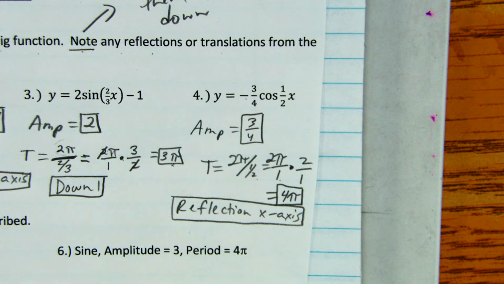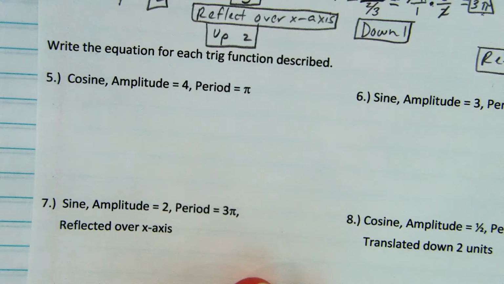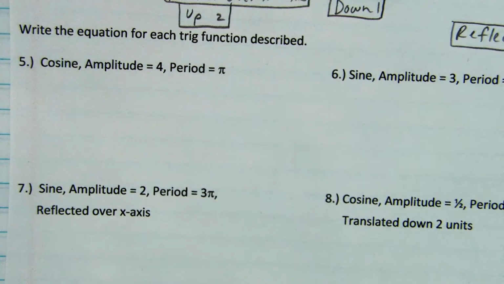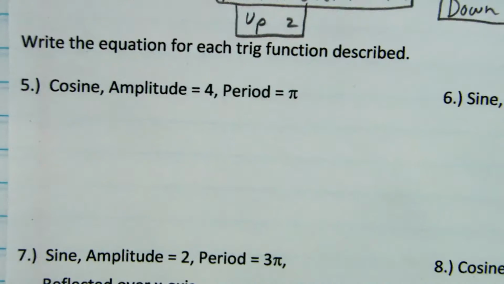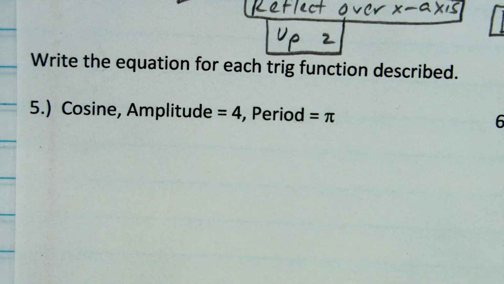Now, the next part of this is going to be to write an equation given a whole bunch of information. So they're going to tell us whether it's sine or cosine, because we need to know that. They're going to give us amplitude, period, possibly some other transformations. And we are going to write the equation. So this is a stepping stone to being able to look at a graph and write the equation, but we're going to start with the information just being given to us in text first.